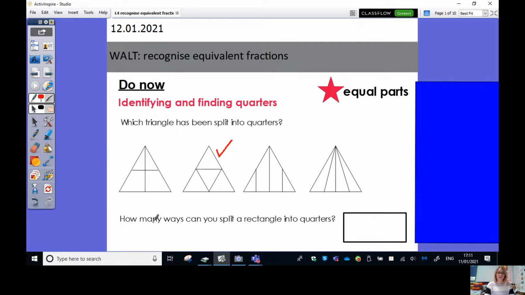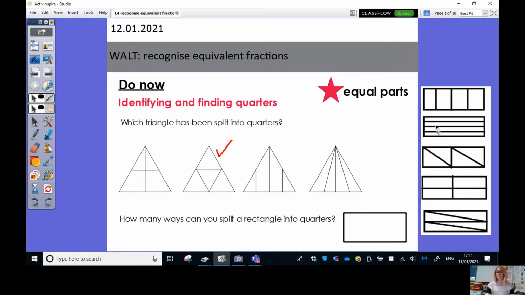Now, let's look at the next one. How many ways can you split a rectangle into quarters? So you can share your ideas on Seesaw later. But I have some ideas as well how you could do that. So there are about 5 different ways I've managed to work out there. So we can split it with lines. Just going straight down, we can go across horizontally, or you could split it down the middle and then into 2 triangles again. We can split it into 4 that way, and then you can also do a horizontal line and then triangles going a different way, so similar to that. So well done if you managed to work some of those out. So it's really important that our parts are equal, and there's 4 of them.